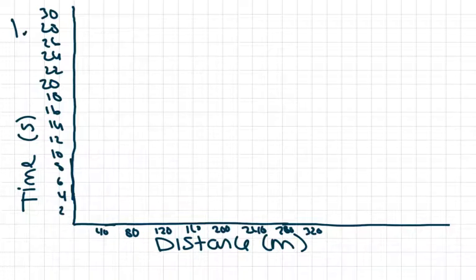All right, so I'm going to plot 50, 6.1, in a different color, 100, 12, 150, 18.3, 200, 25.2, and 250, 31.7.